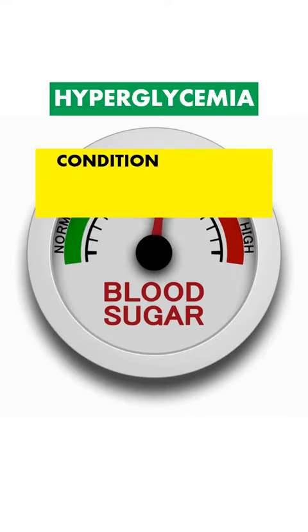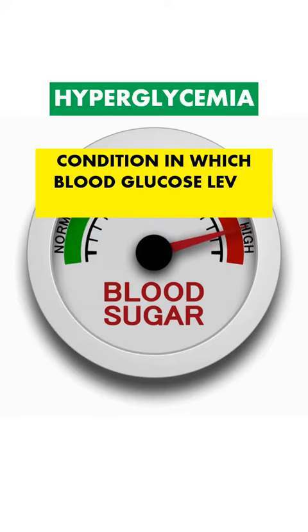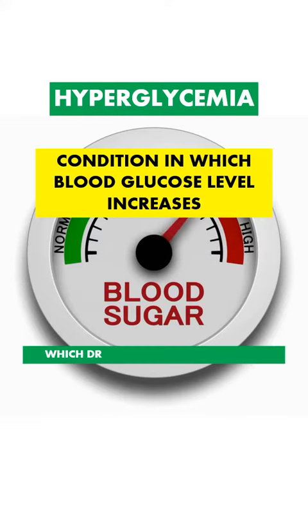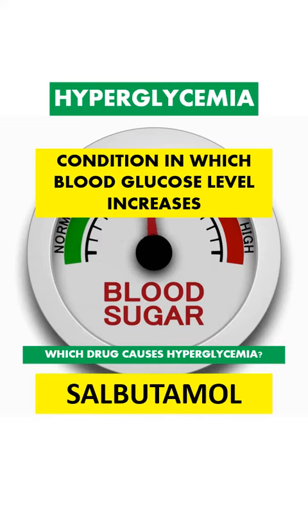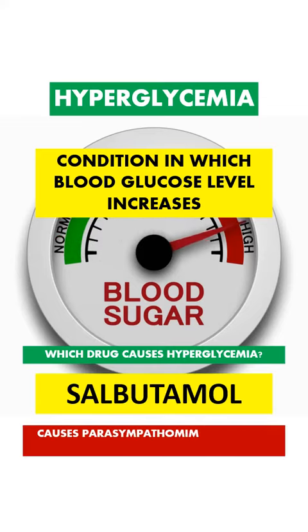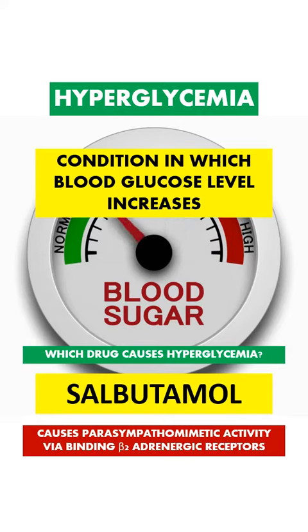Hyperglycemia. It is a condition in which the blood glucose level increases. And which drug causes hyperglycemia? It's salbutamol. It causes parasympathomimetic activity by binding to beta-2 adrenergic receptors.